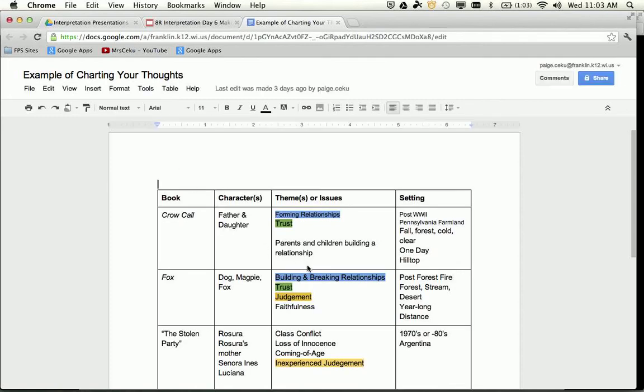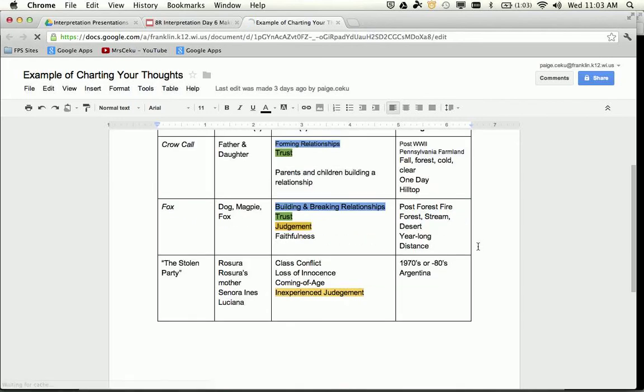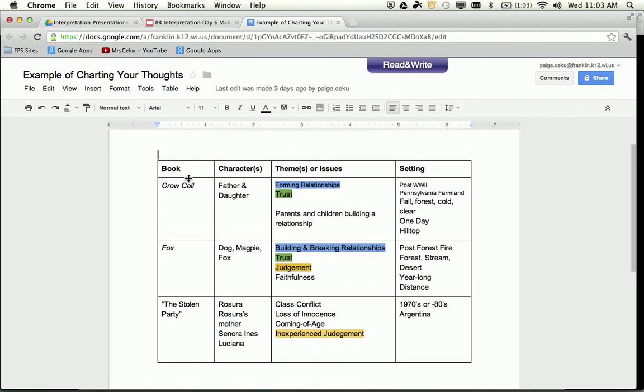Alright, so he made a chart of the last 3 stories that we've read. If you look here, he's got at the top of his chart the book, the main characters, the theme or issues that they're dealing with, and the setting. So Crow Call, he said that was the father and the daughter. Some of the themes or issues that they were talking about in that book were forming relationships, and we had talked about trust. That was one thing we came up with that was in common. Parents and children building a relationship. So the setting was post-World War II on a Pennsylvania farmland. It was fall in the forest. It was cold. It was clear. It happened over just one day, and they were on a hilltop.